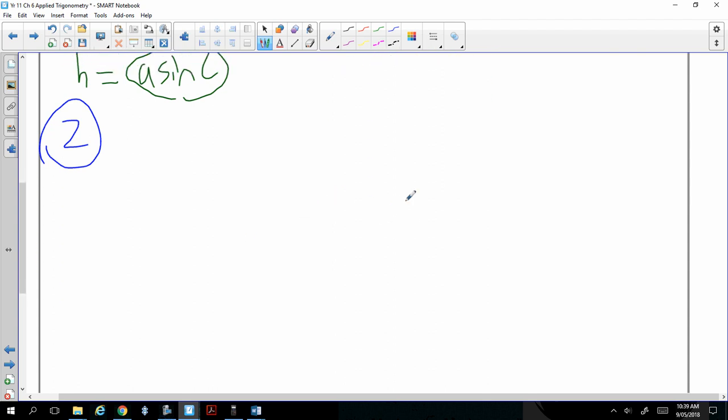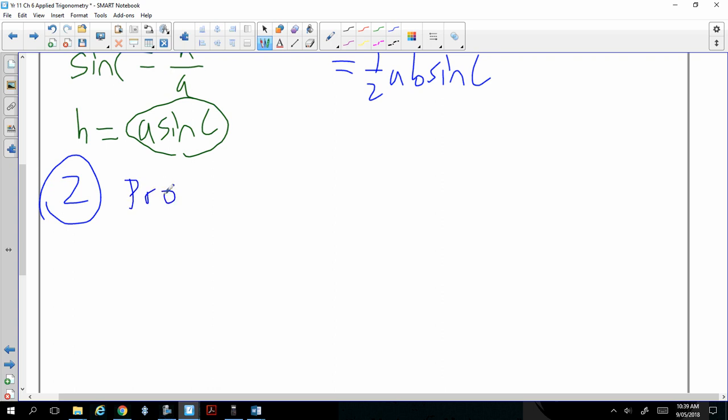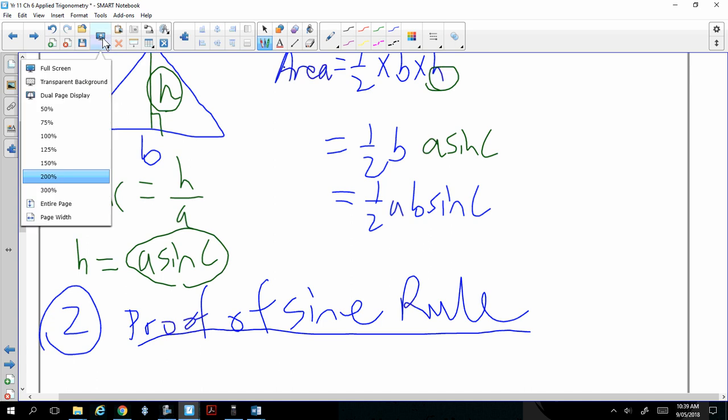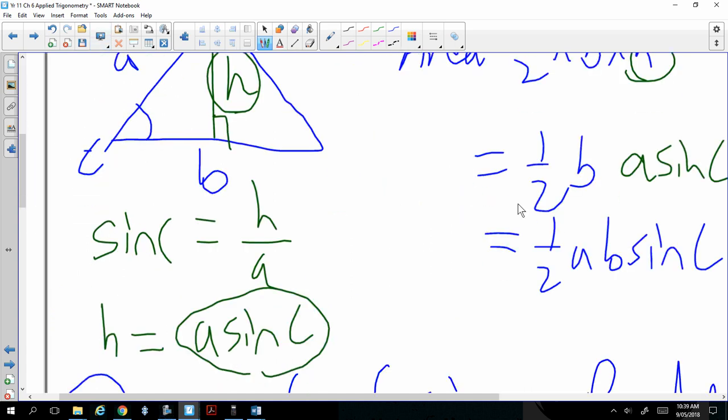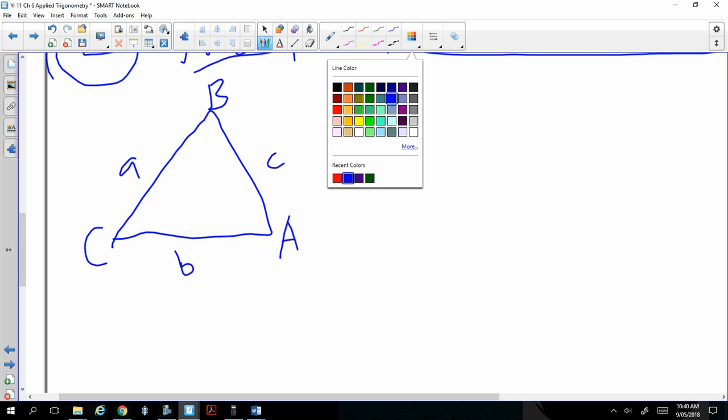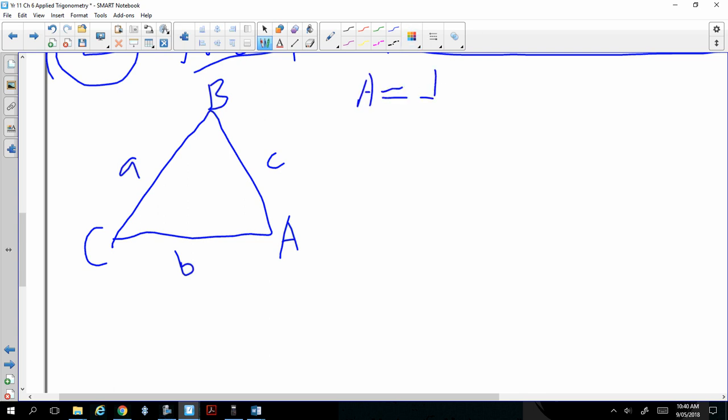Okay, now, let's prove the sine rule. Proof of sine rule. How do I prove the sine rule? Very easy again. Okay, all right, let's do this. We're going to look at this triangle again. We've got A, B, and then C. That's a capital C for vertex, capital A, and capital B. We're going to find the area of the triangle in 3 different ways, using 3 different angles. So let's find the area of the triangle. Area equal to half AB sine C.